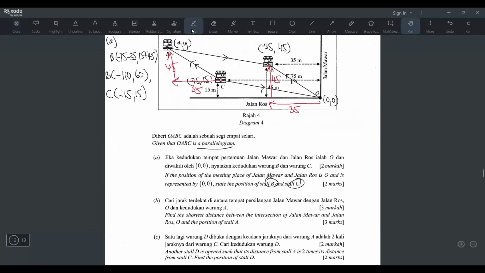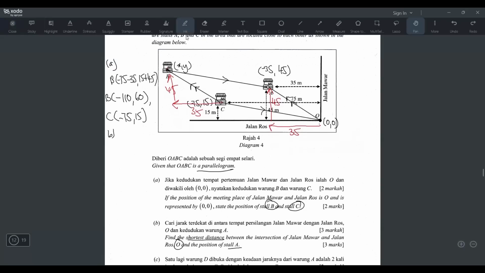Okay, so I will do B now. B says: find the shortest distance between the intersection of Jalan Mawar and Jalan Ros, O, and the position A. So they want the shortest distance from O to A. So where is O? Where is A? O is here, the coordinate is 0, 0. A is here, the coordinate is negative 35, 45. So they want the shortest distance. It means this distance, this is confirmed the shortest one, right?